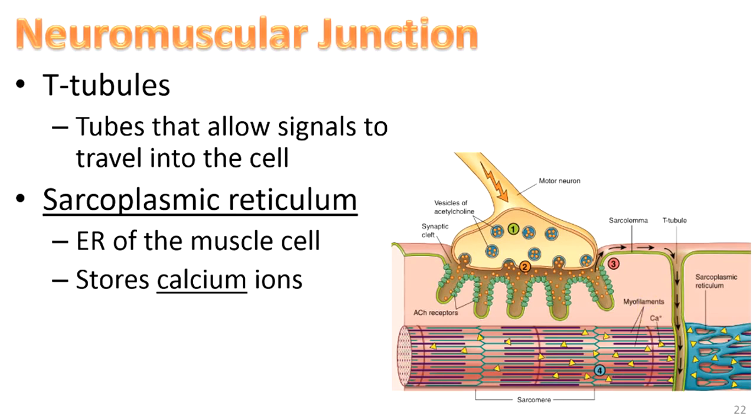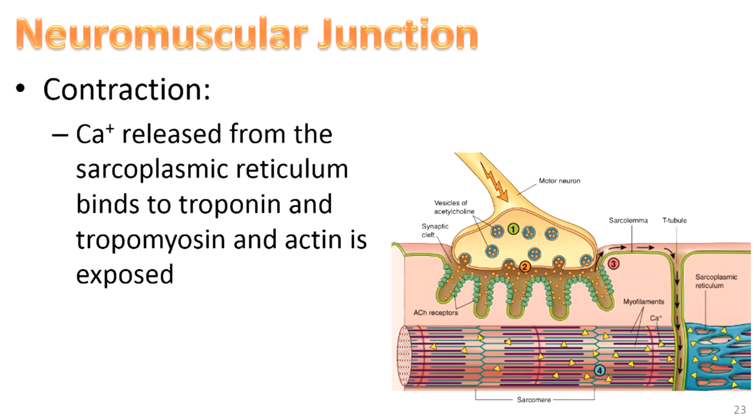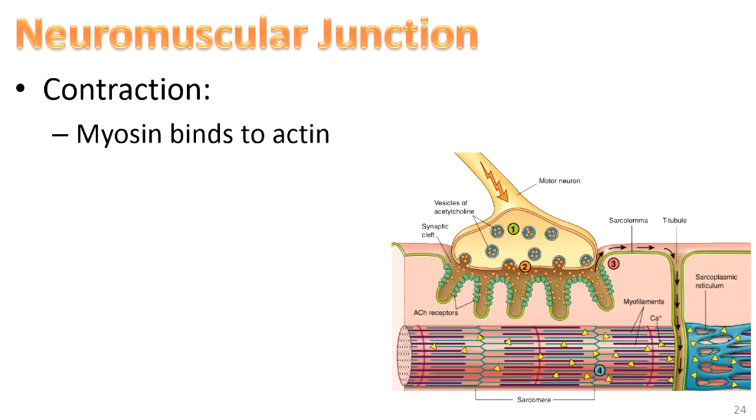So when we need to release those calcium ions to inhibit the troponin and the tropomyosin, to remove them from the actin filaments, we use those by storing them in here. Okay, so let's talk about the actual contraction for a while. When we need to contract a muscle, remember, like I said, the calcium is released from the sarcoplasmic reticulum, and it binds those two inhibitory proteins, which exposes the actin. That allows the actin to bind with the myosin, and remember we called that the cross bridge, right?